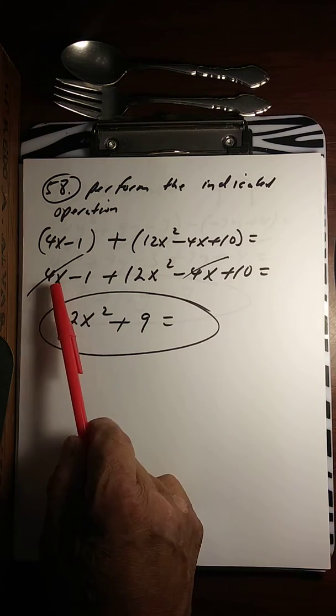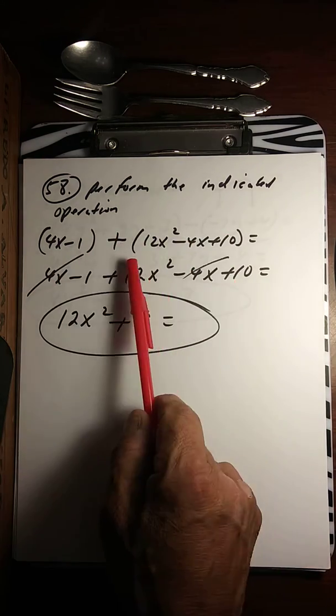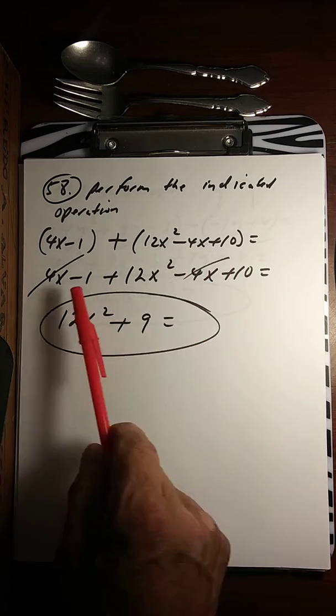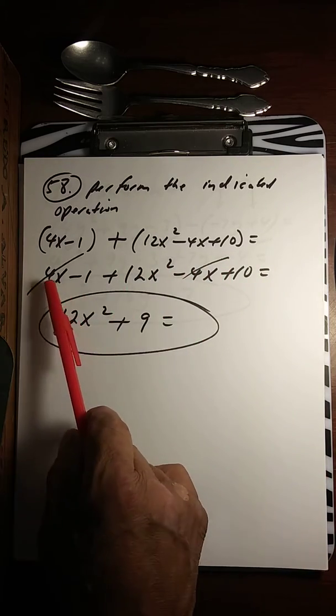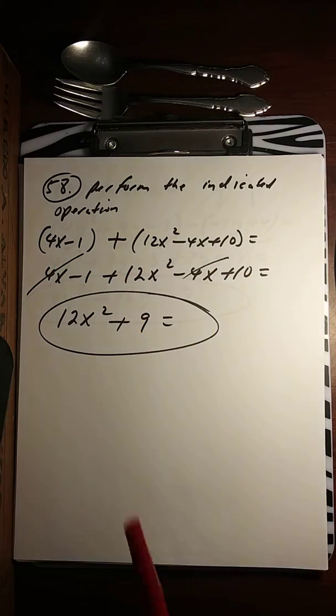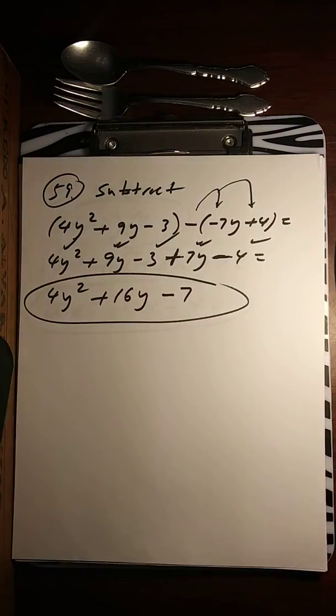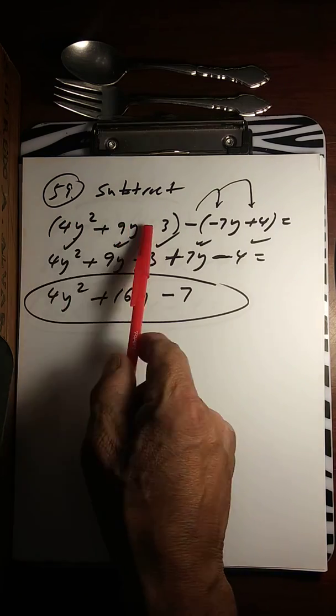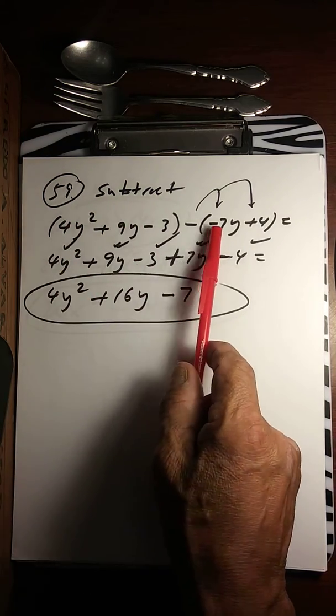So plus, take the parentheses off. This comes off. Doesn't change anything. Just copy it just like it is. So now we have 12x squared, 4x minus 4x, these are gone. And we have 10 minus 1 is 9.